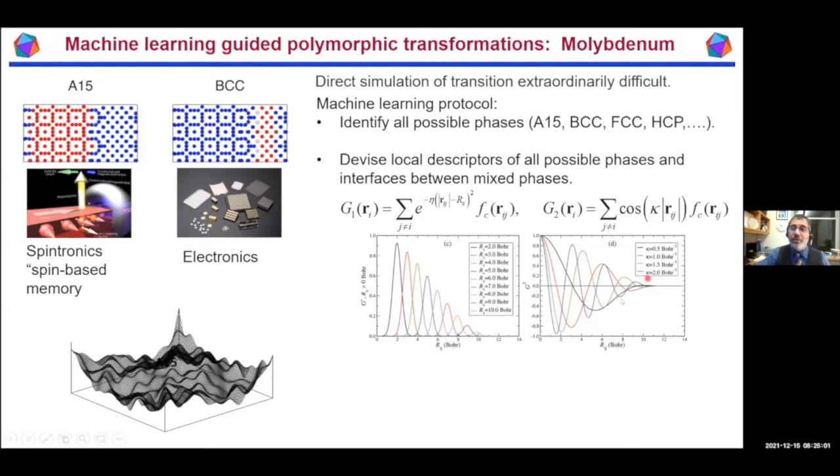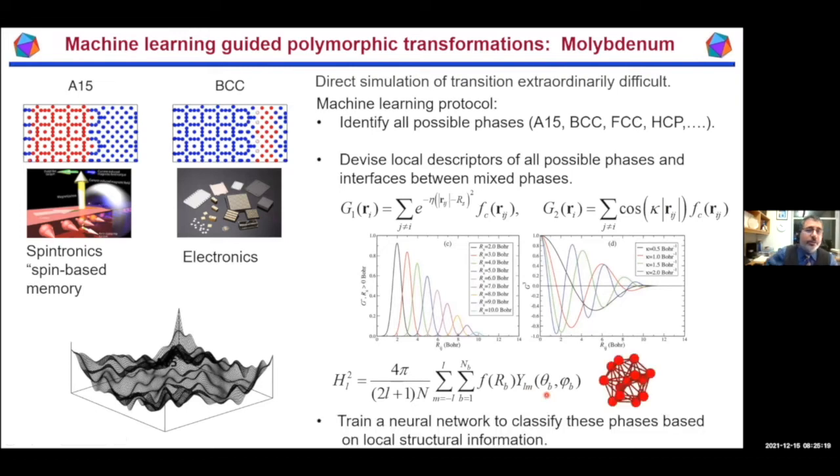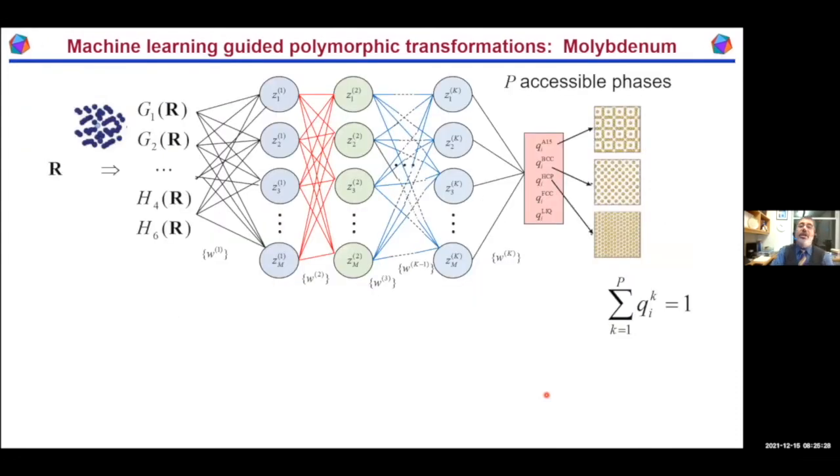Or you have this one, which is similar, but it has a sign that you associate with different regions of your crystal. These are distance space descriptors. You can use the Steinhardt parameters for angular information. Once you have a set of descriptors, we're going to train a neural network to classify the phases based on local structural information. By giving it lots of examples of different environments, I can have it spit out a probability that a given configuration is in one of the various phases that we have, including mixed phases like interfaces.